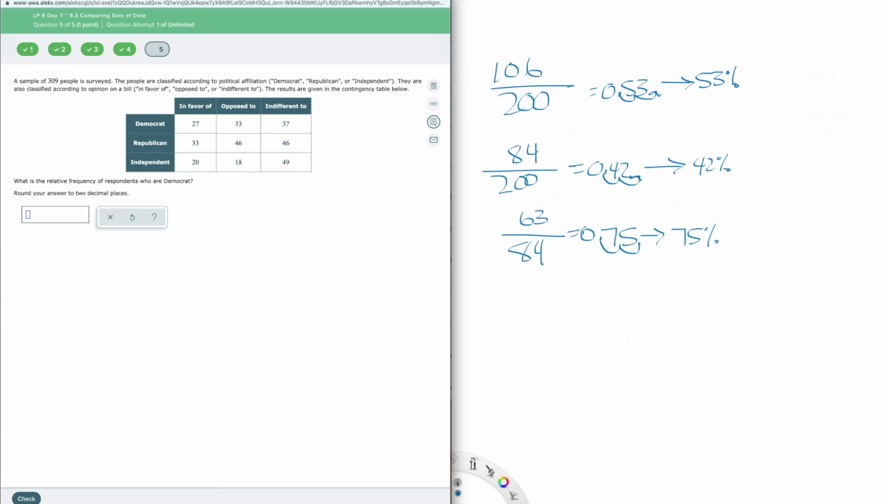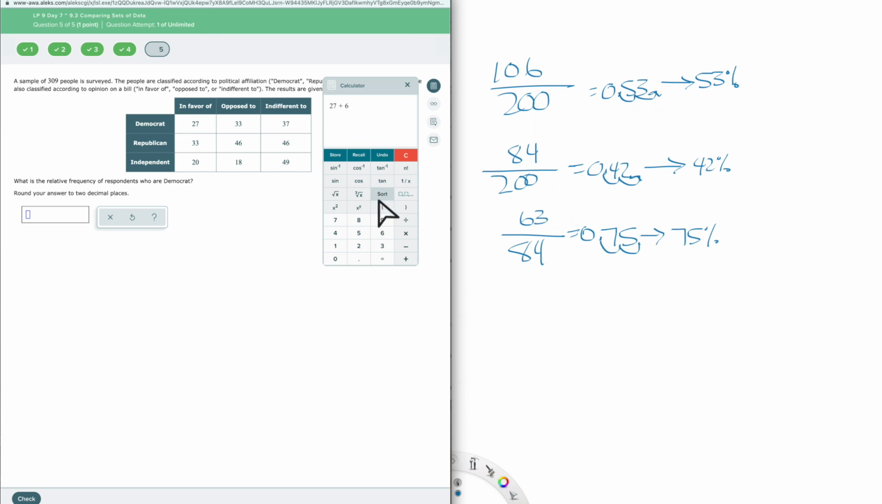So what is the relative frequency of respondents who are Democrat? So I want to know how many are Democrat. So 27, I'm going to go ahead and add this over here. 27 plus, go back, 33 plus 37. So of the respondents, of the people who responded, 97 of them were Democrat. Relative frequency means I want to divide by the 309. So then I can see, what's the frequency that they're showing up.